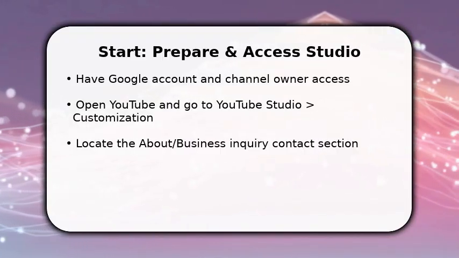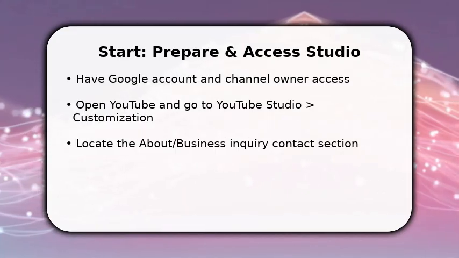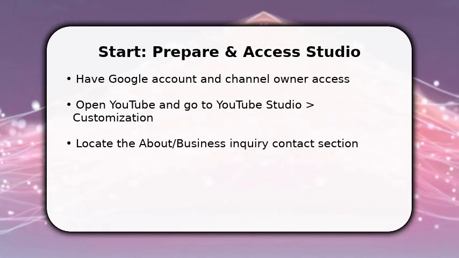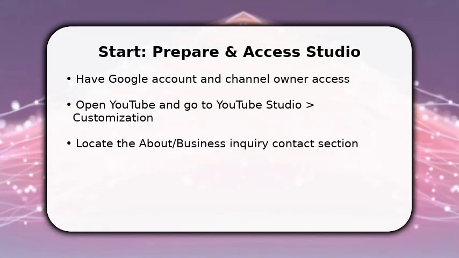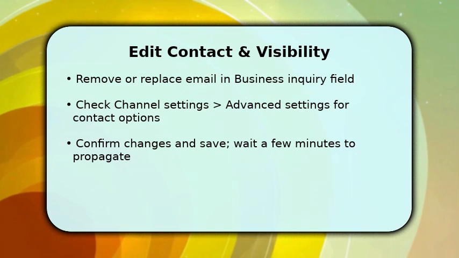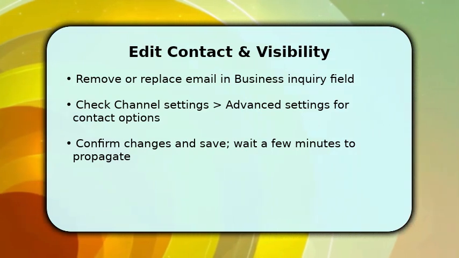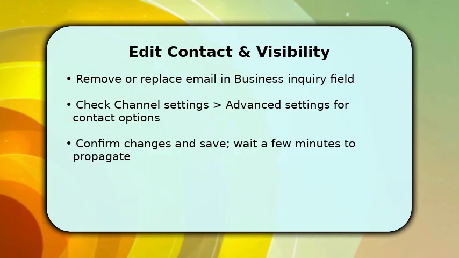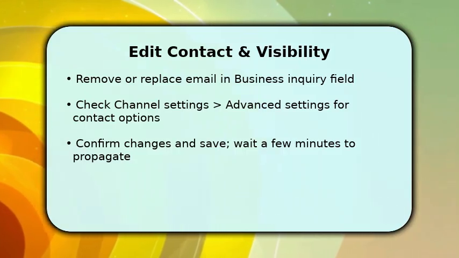Now find the email or business inquiry fields and prepare to edit or remove them. If you used a brand account, switch to it first so your edits apply to the correct channel. Once you're in the About or Channel settings, delete the visible email from the business inquiry field or replace it with a contact form link to avoid exposing an address.